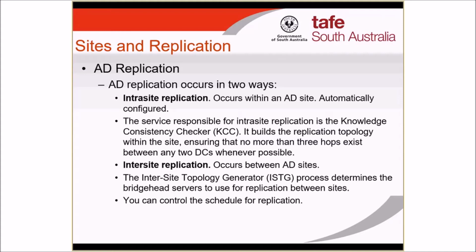The service responsible for this replication is called the KCC, the Knowledge Consistency Checker. It builds a replication topology within the site and ensures there are no more than 3 hops between any 2 domain controllers wherever possible. The other type of replication is called inter-site, between-site replication. This occurs between Active Directory sites, and it's the ISTG, or inter-site topology generator process, that determines the bridgehead servers to use for replication, and you can actually control the schedule of the replication. So you may not want the replication to occur in the busy times during the day. You might want to do it at non-busy times.